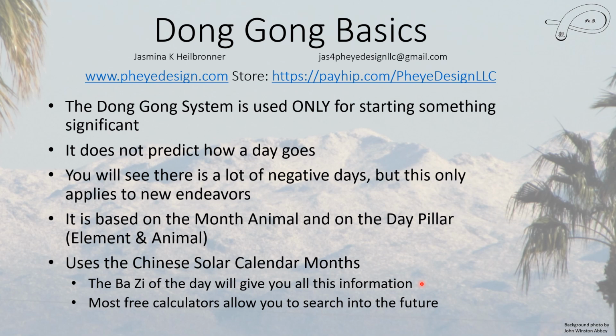Tongshu's will often give you the day pillar, but they don't always give you the month information. But most Batzi calculators, including the free ones, will allow you to search in the future. So you can do that when you're planning something new and something big.